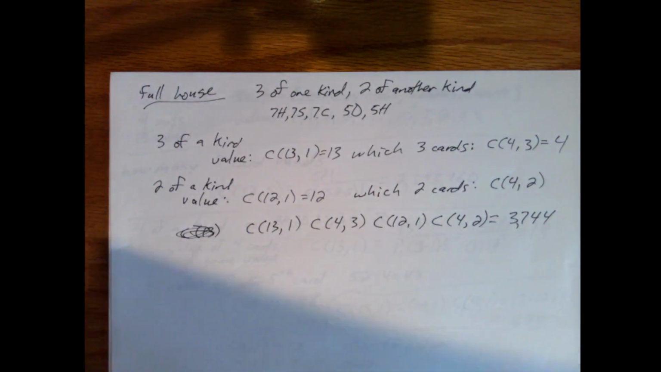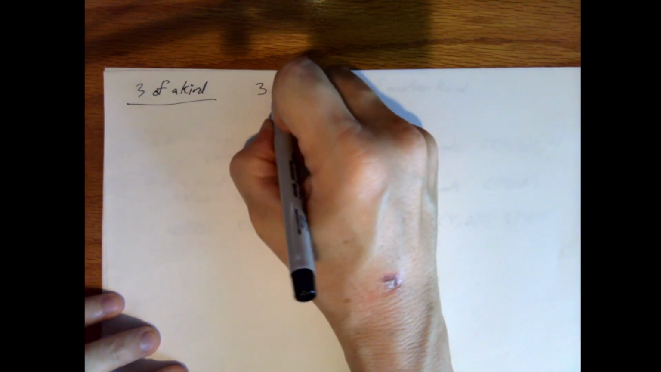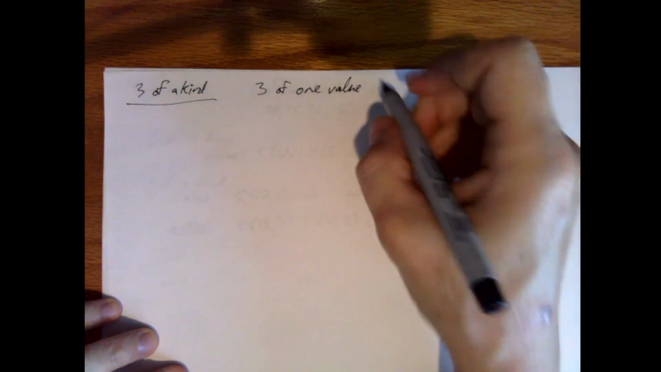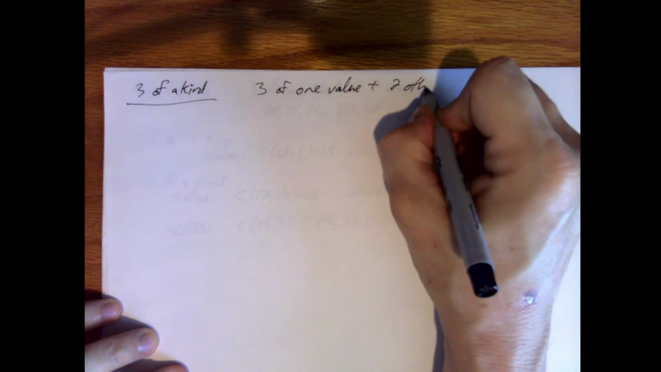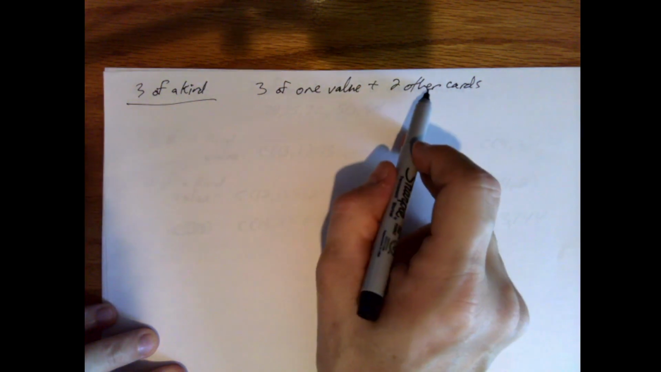And let's look at something that's going to be a little more tricky here. So about 3 of a kind. What does this mean? Well, it means 3 of one value plus 2 other cards that are not of this value but not equal to each other. Okay, so what do I mean by that?